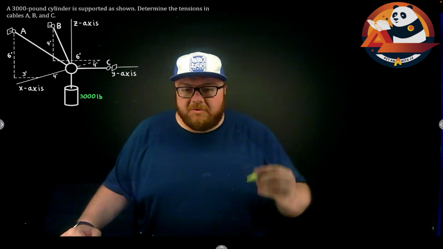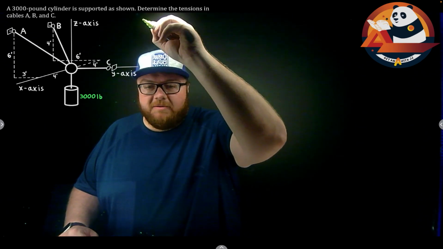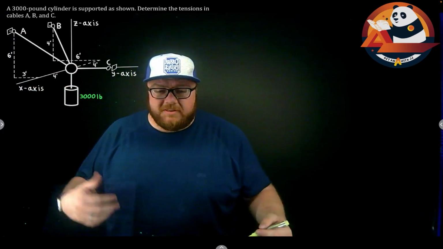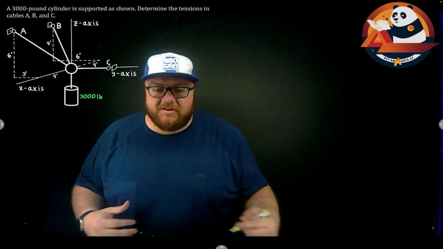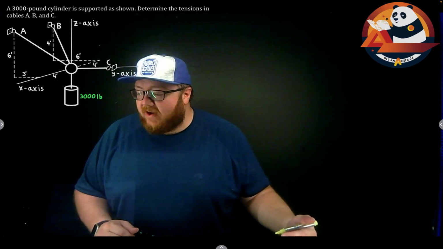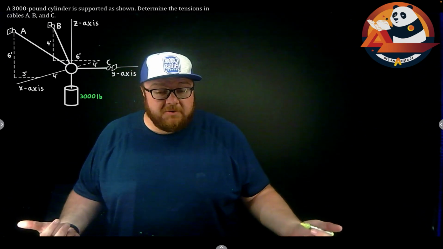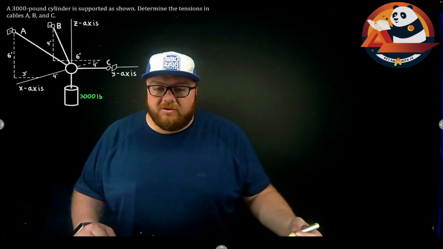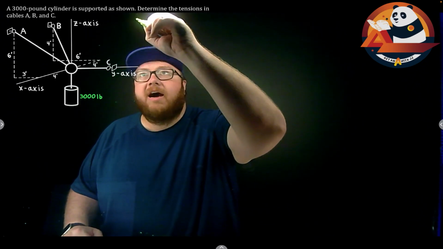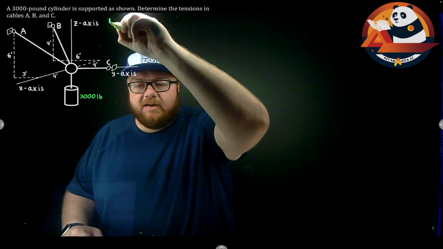Our very first thing: I have coordinates for everything labeled in here, so I probably want to use position vectors. If I can get my position vectors, I can get my unit vectors and force vectors. Once I have my force vectors, I can sum everything up, set it equal to 0, and solve for my unknowns. To do that, let's write out super clearly what my coordinates are.